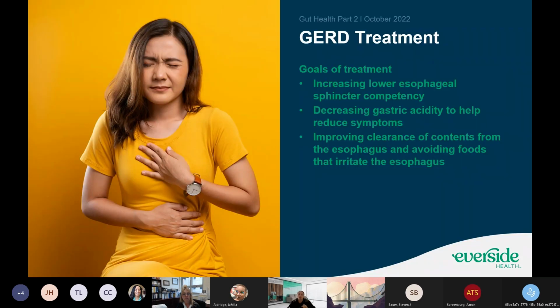For treatment, usually you're trying to decrease that stomach pressure and increase the amount of pressure in the esophagus. You can try to decrease how acidic the stomach is. That's going to more so help treat, but not necessarily cure it. And then improving the clearing of contents, so helping gravity keep working and making sure that foods are not irritating the esophagus.